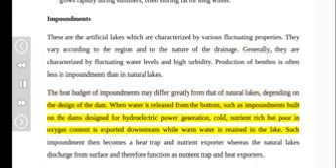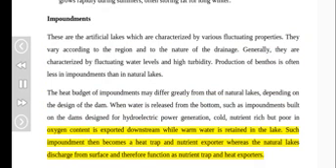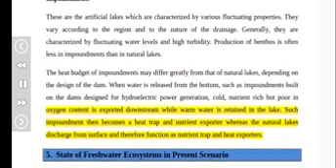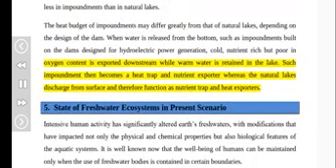When water is released from the bottom, such as impoundments built on dams designed for hydroelectric power generation, cold, nutrient-rich but oxygen-poor water is exported downstream while warm water is retained in the lake. Such an impoundment then becomes a heat trap and nutrient exporter, whereas natural lakes discharge from the surface and therefore function as nutrient and heat exporters.